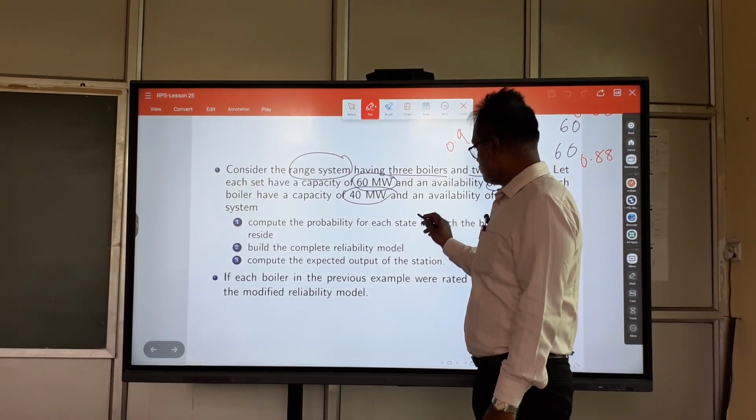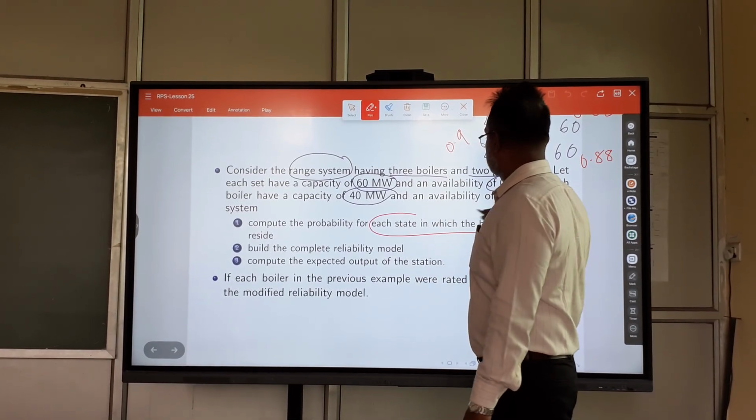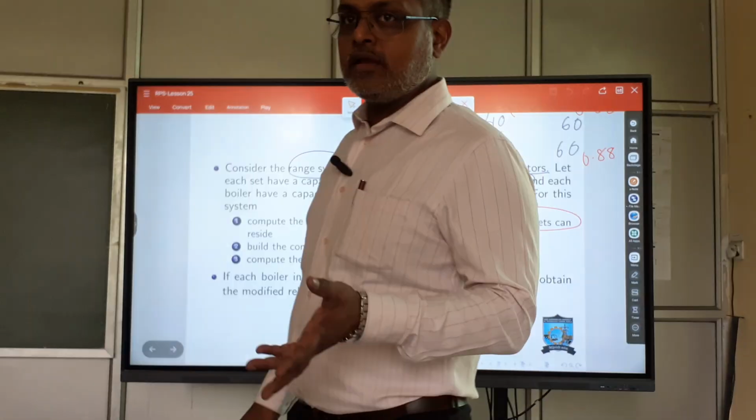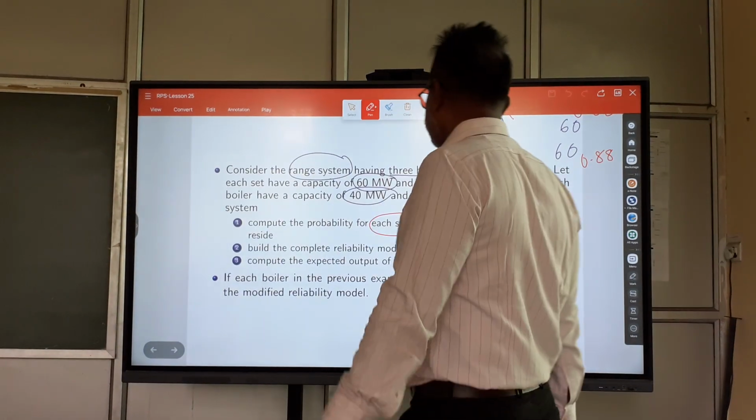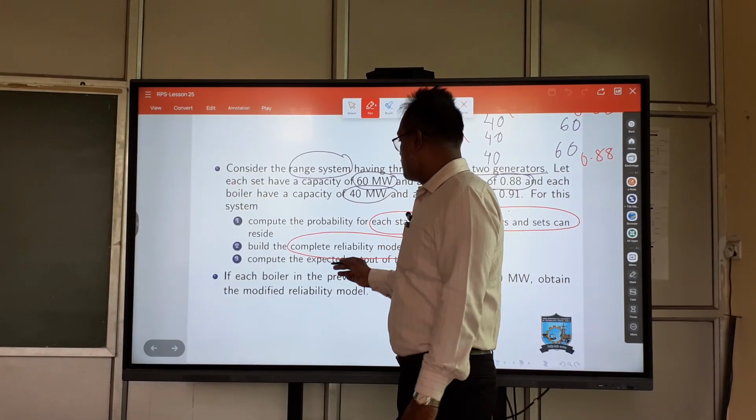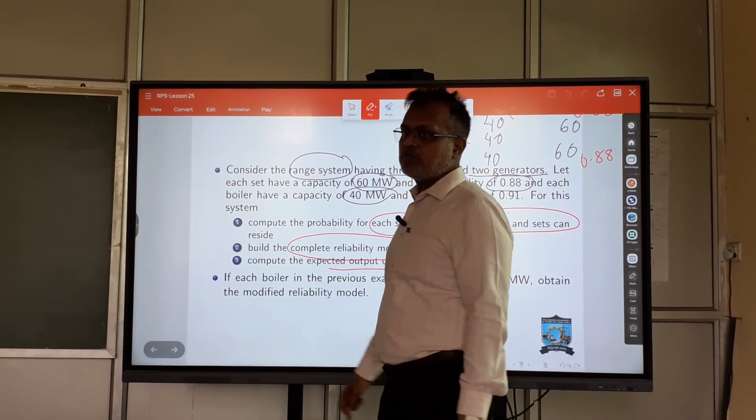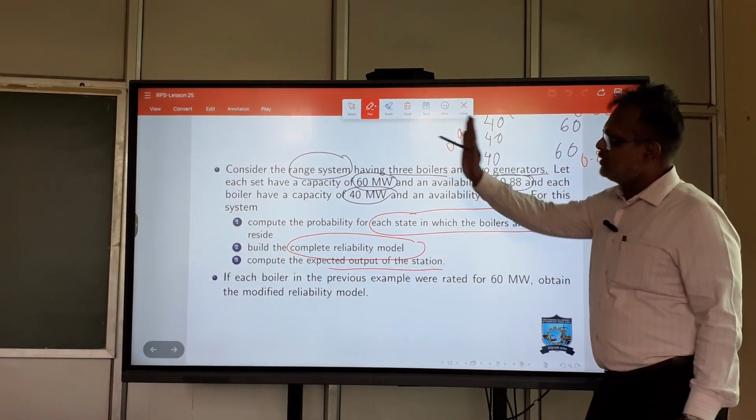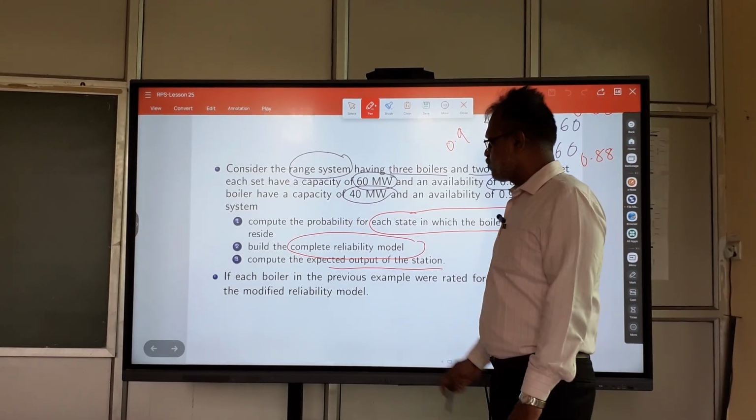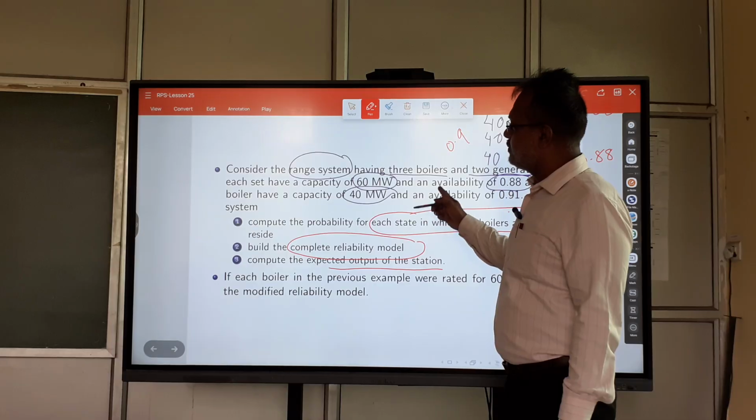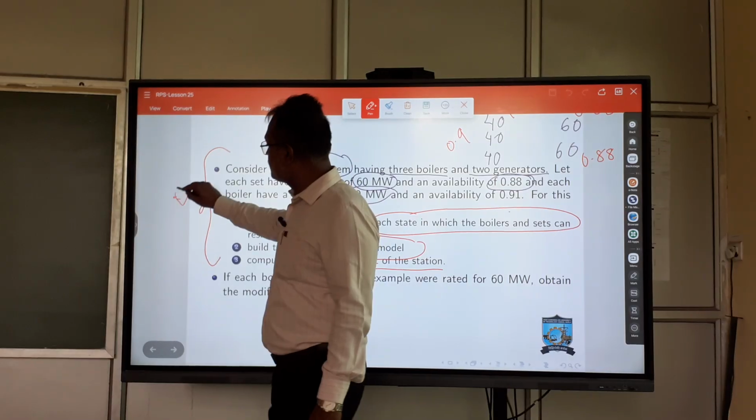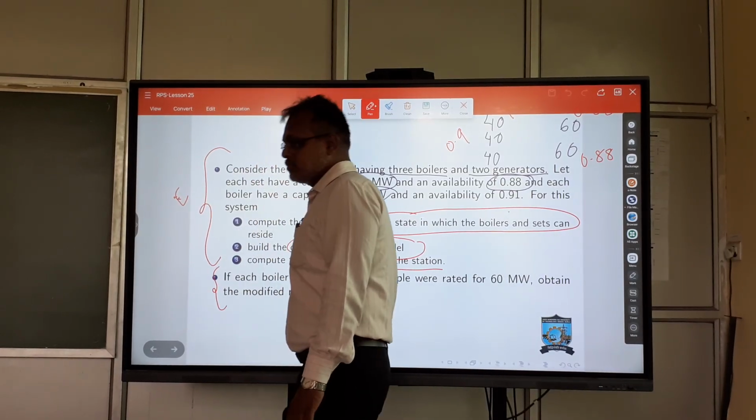Okay. So we have to first find out the various states of the boiler and the generator separately. Then complete the reliability model combining both. Compute the expected output. Expected output, as we discussed yesterday, is capacity into probability. This is example 3 and this is example 4.